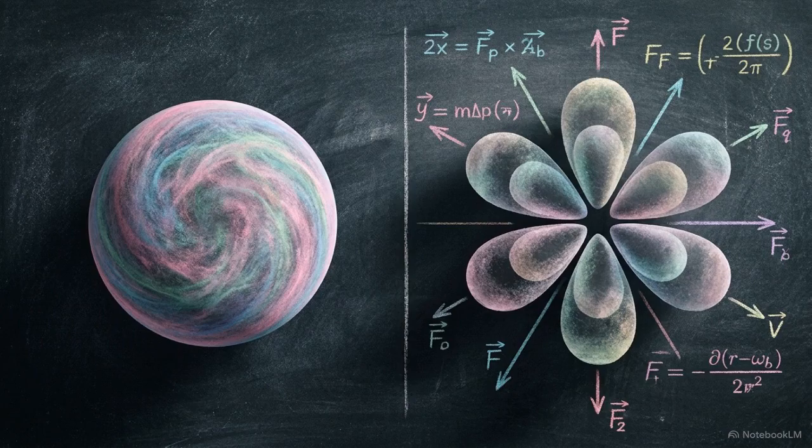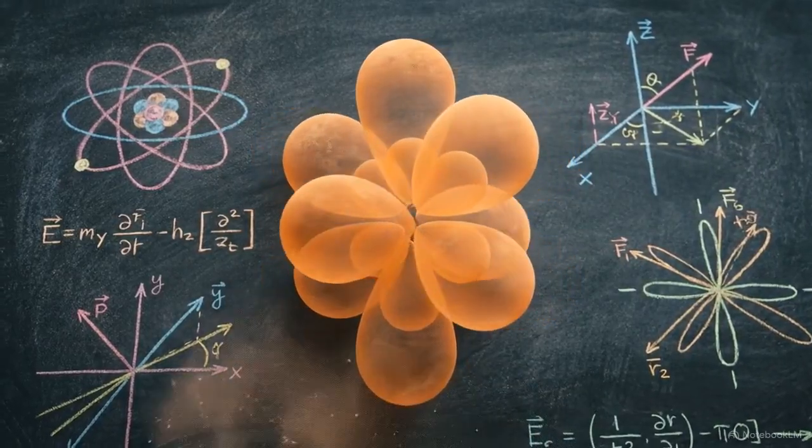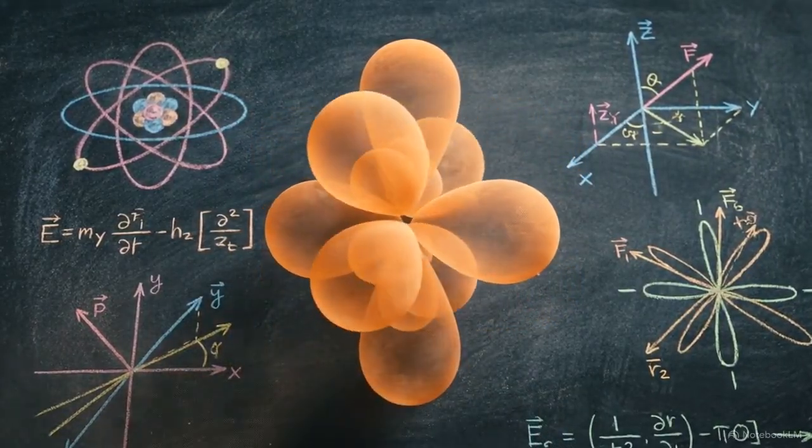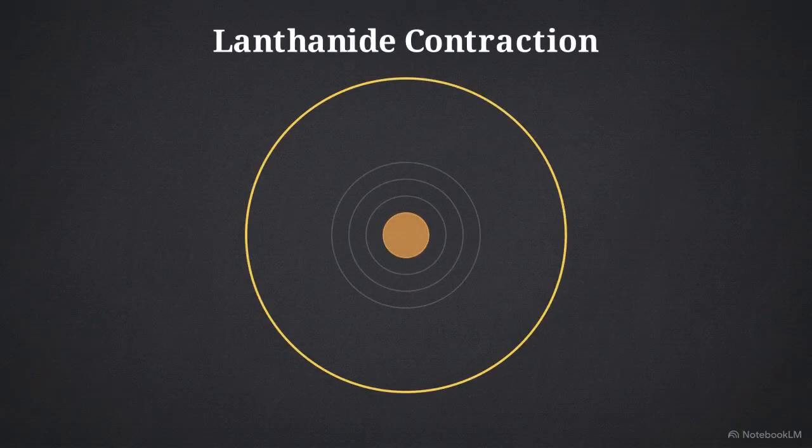Different orbitals block the nucleus with varying efficiency. S orbitals block well, while f orbitals are exceptionally poor shields. The f orbital is diffuse. It consists of complex lobes with massive gaps that let the nucleus pull through. This leads to the lanthanide contraction.